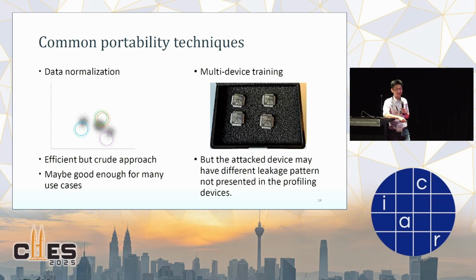Well, common portability techniques include data normalization and multi-device training. For data normalization, we simply try to match the means and variance of the attack data set to our model. This is quite efficient, but a bit of a crude approach. The other common portability technique, multi-device training, tries to come up with a more generalized model that could apply to different devices. But if there is a unique leakage pattern presented in our attack device, then multi-device training may not be able to catch that.